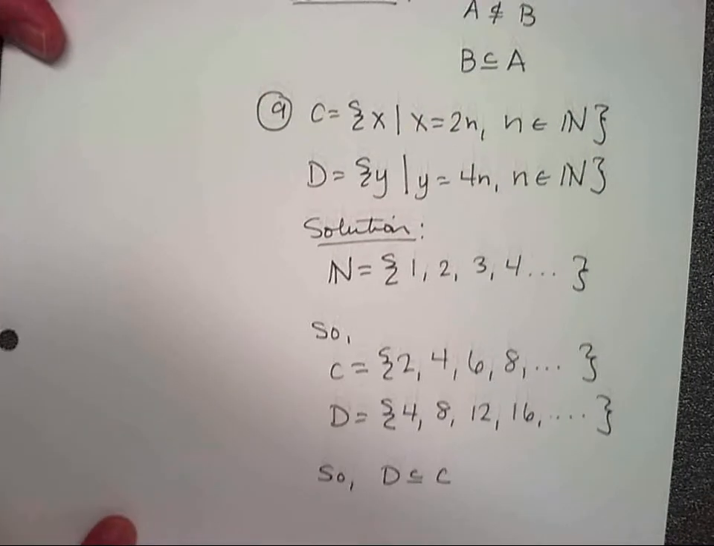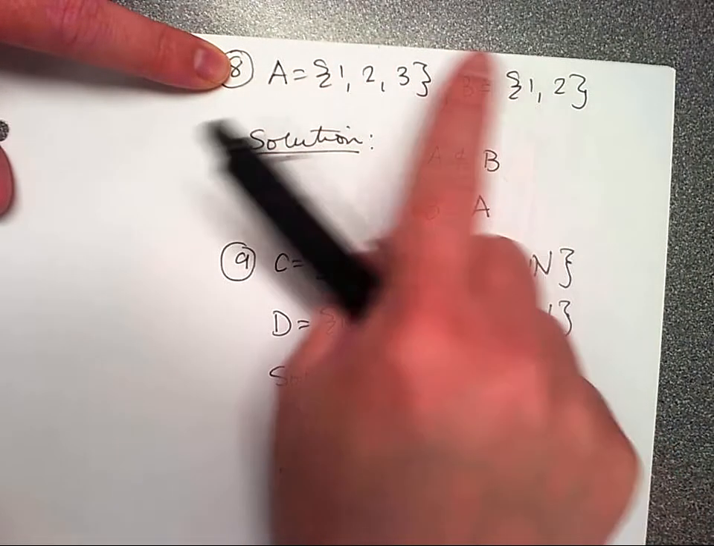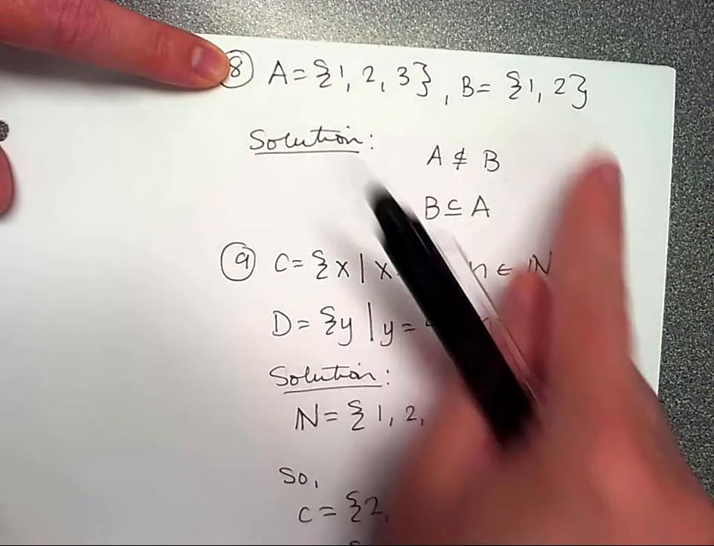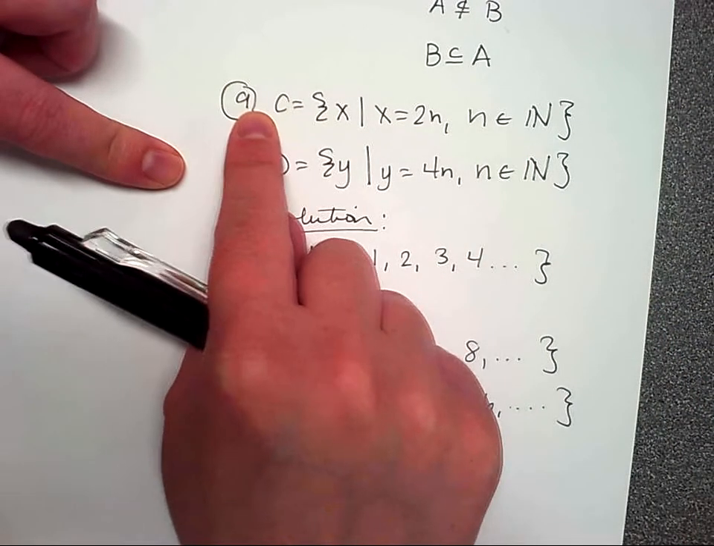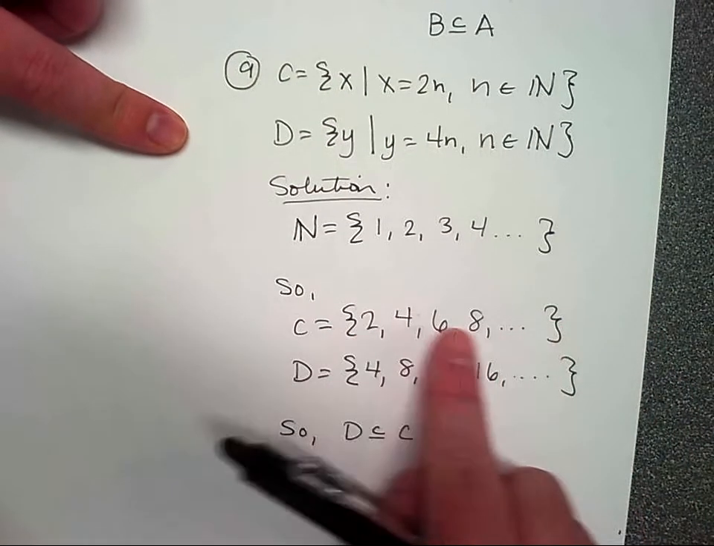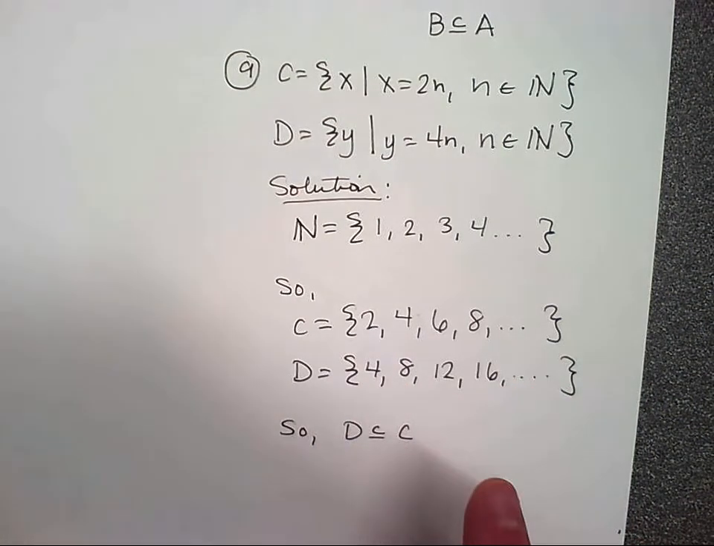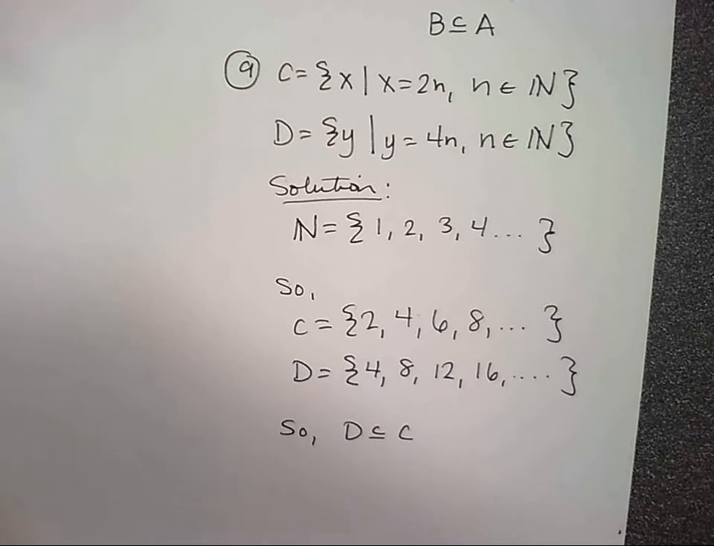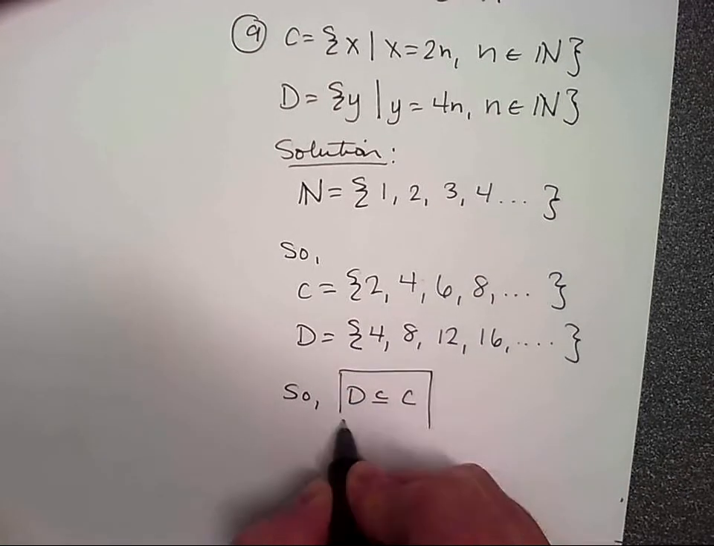Before, too, with number 8, somebody said, well, this is size 3, this is size 2, so there's no way A can be a subset of B, right? What is the size? What's the cardinality? What's the cardinal number of C? How many elements are in C? Infinity. How many elements are in D? Infinity. So I can't always use that, right? They're both infinity, but we can't really tell. Okay, so this is my answer.